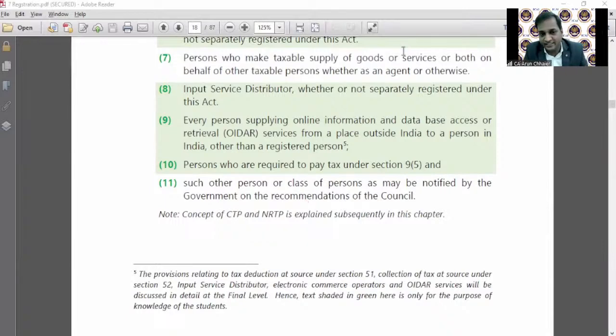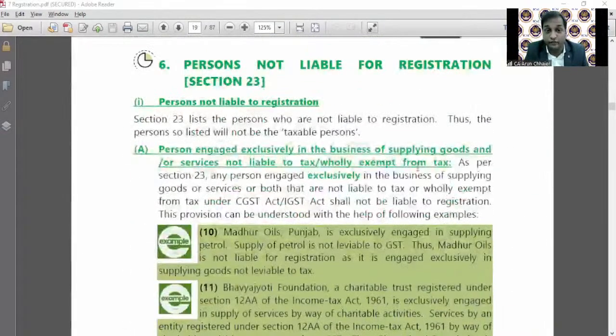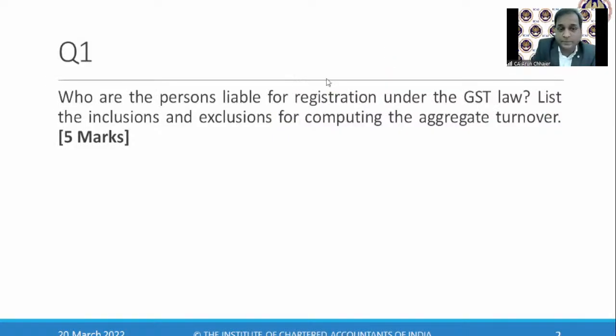So we have covered section 22 and section 24, and you can expect a direct question on section 23. A theory question you can expect. Like the PowerPoint MCQ question which I shared: who are the persons liable to take registration under this act? Please confirm what would be your answer.